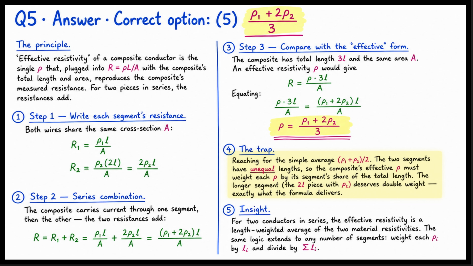The transferable insight. Anytime you join several conductors in series, and only in series, the composite's effective resistivity is a length-weighted average of the individual resistivities. Weight each rho i by its segment's length l i, sum those weighted resistivities, and divide by the total length. This same recipe works for any number of segments, not just two. We will revisit the underlying master formula R equals ρL/A in the next question, where we ask which physical changes actually move a metal wire's resistance.